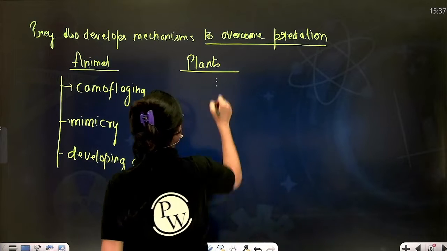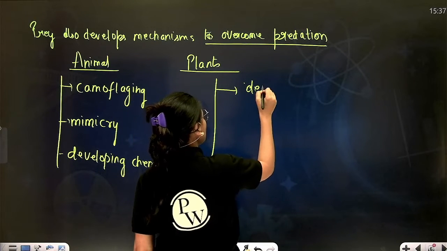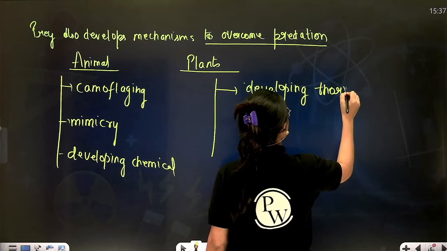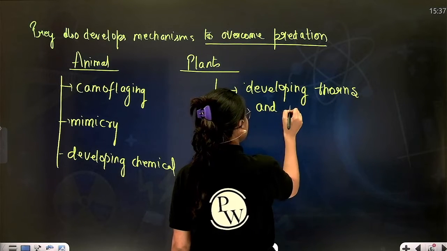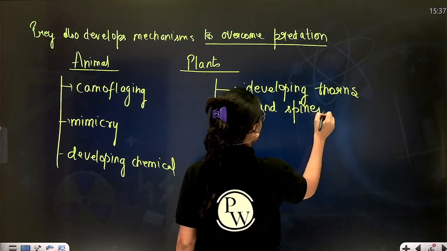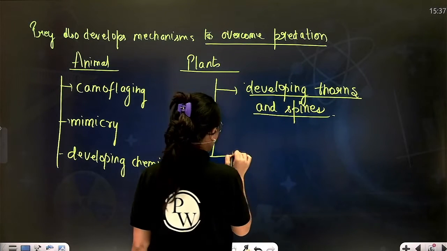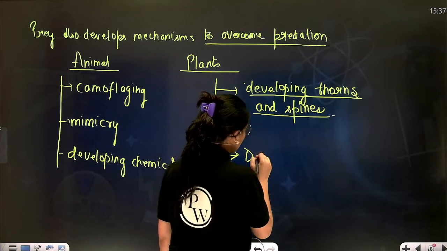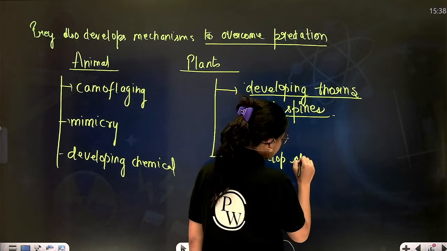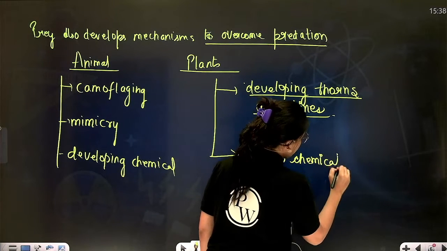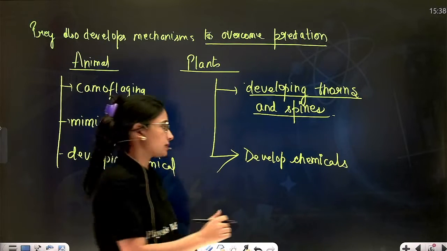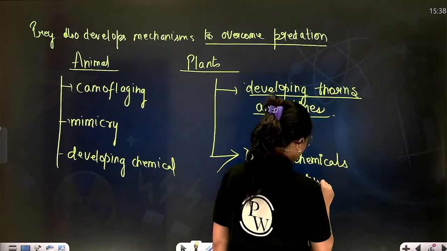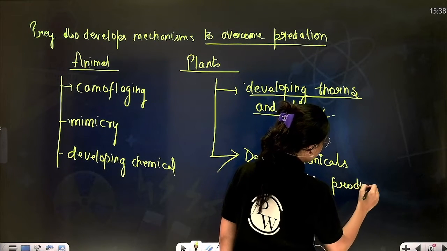So plants can also protect themselves from predation either by developing thorns and spines, and if developing thorns and spines is not sufficient, then they also develop chemicals, like for example, calotropis producing cardiac glycoside.